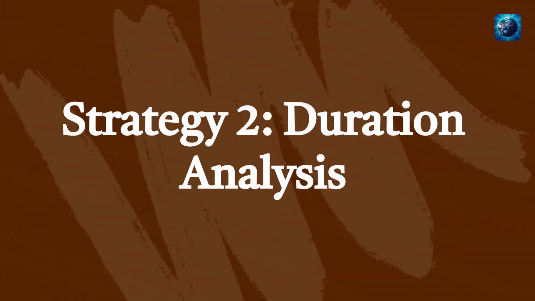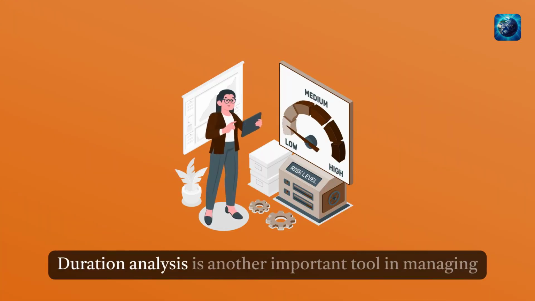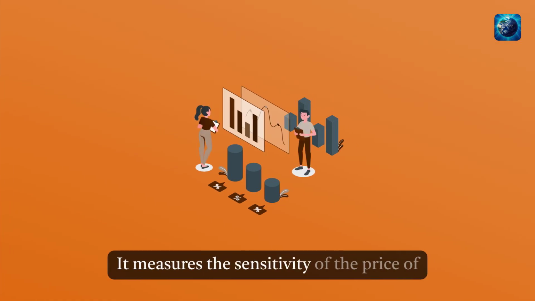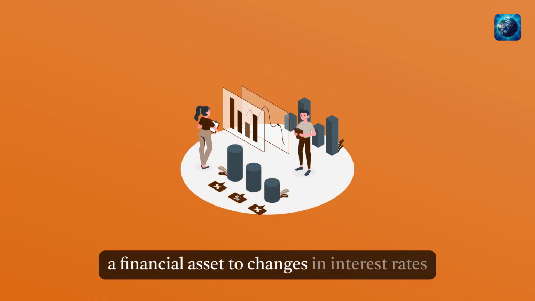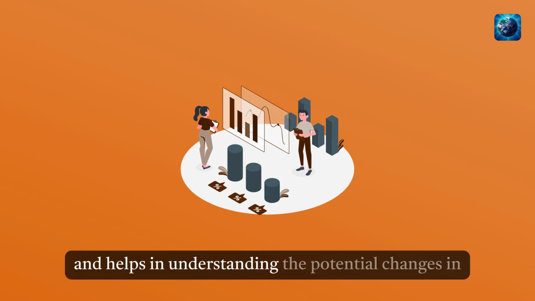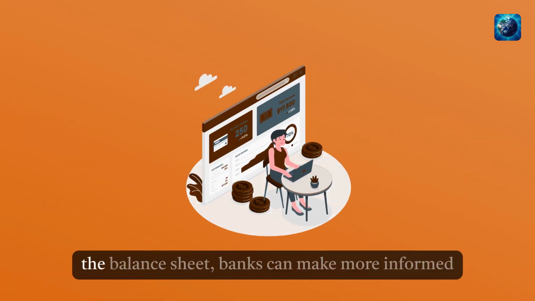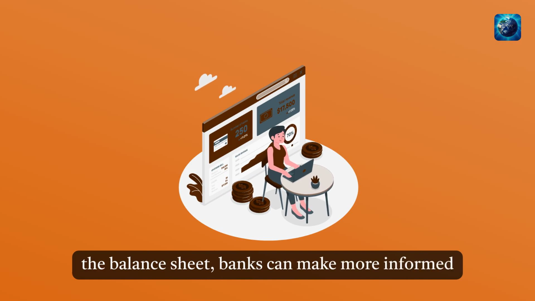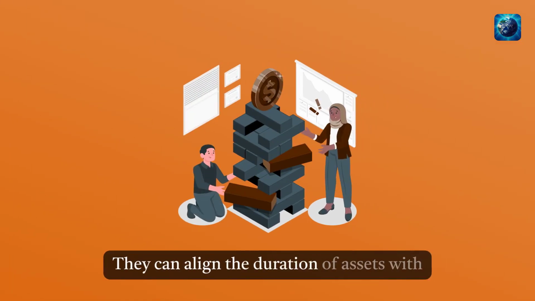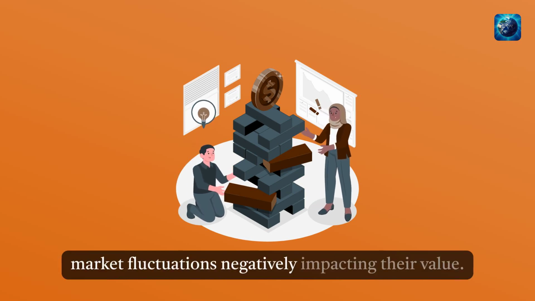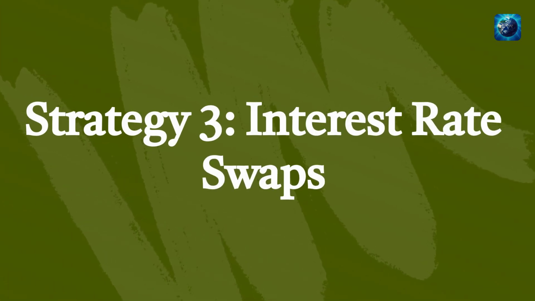Strategy 2: Duration analysis. Duration analysis is another important tool in managing interest rate risk. It measures the sensitivity of the price of a financial asset to changes in interest rates and helps in understanding the potential changes in the economic value of assets and liabilities. By evaluating the duration of both sides of the balance sheet, banks can make more informed decisions. They can align the duration of assets with that of liabilities to reduce the risk of market fluctuations negatively impacting their value.